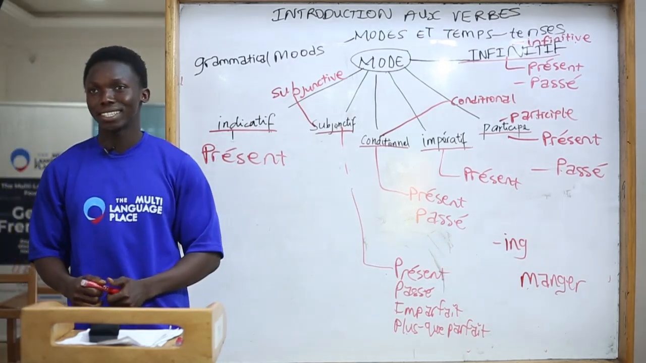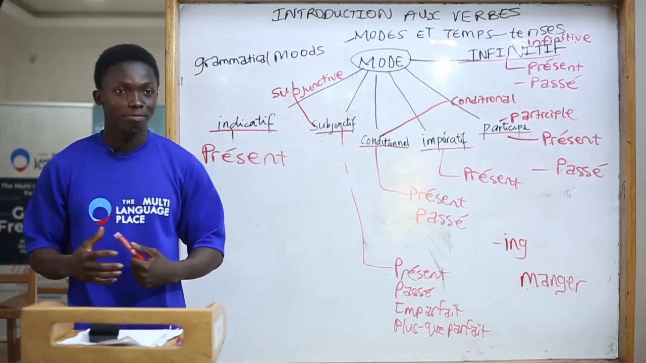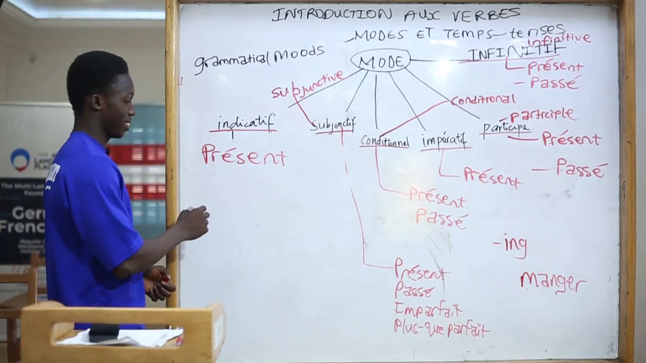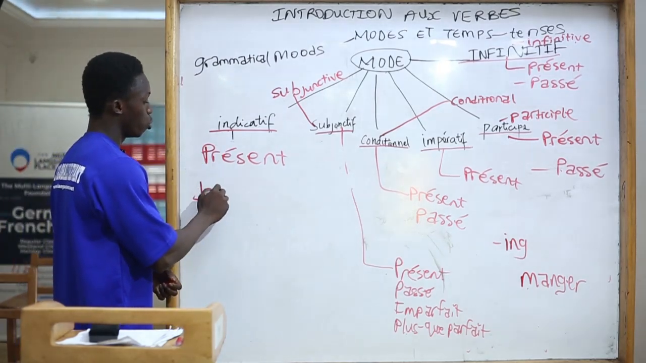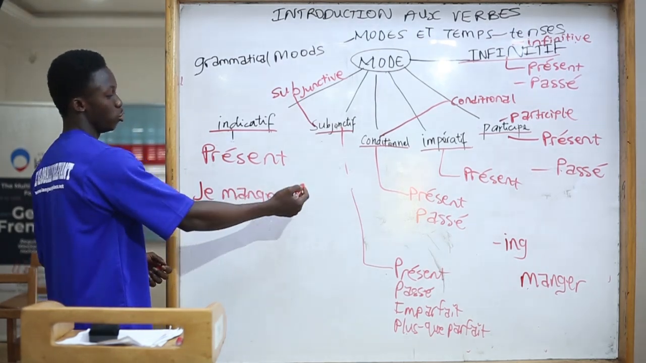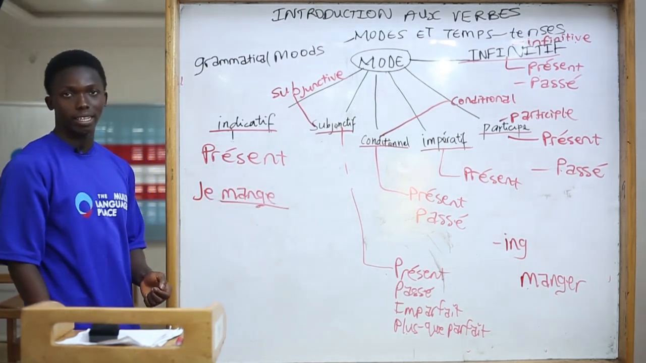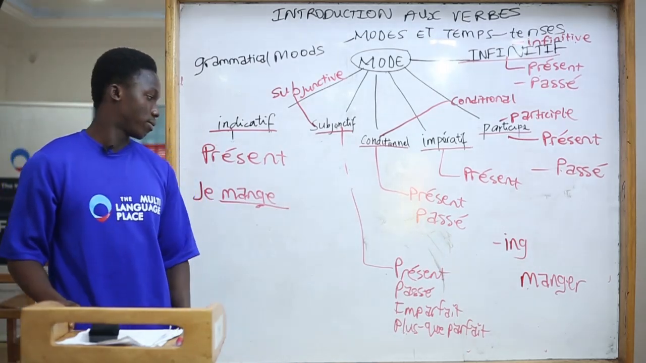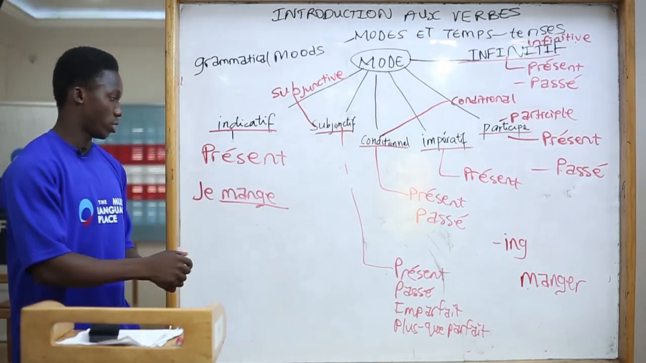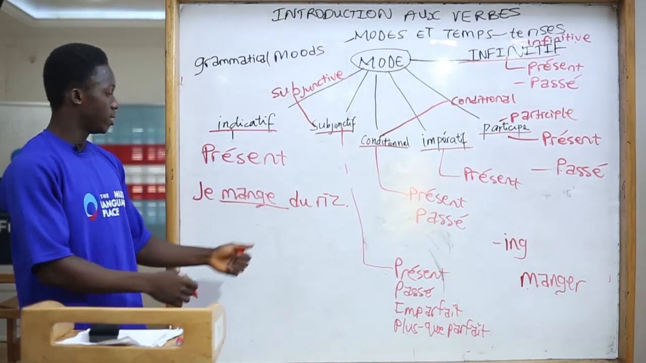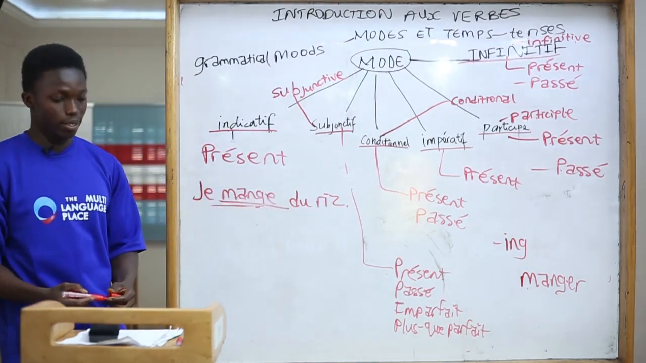For example, if I want to say, I am eating rice, I say, je mange du riz. Présent de l'indicatif. Just like present tense in English. Je mange du riz. I am eating rice. This is présent de l'indicatif.